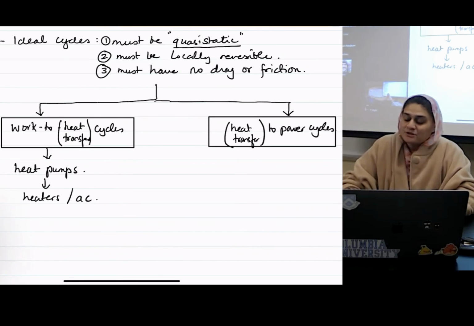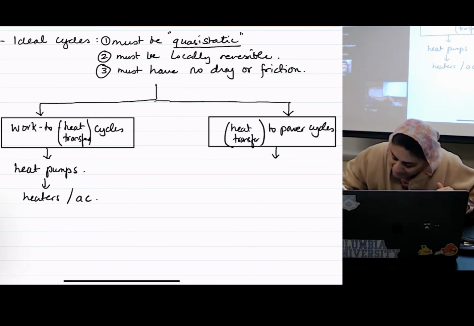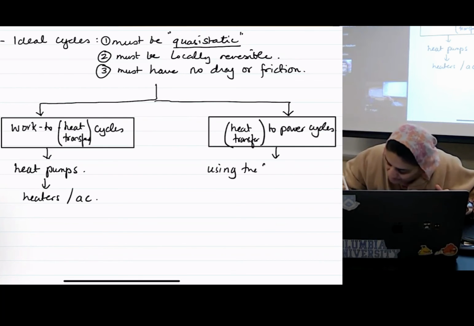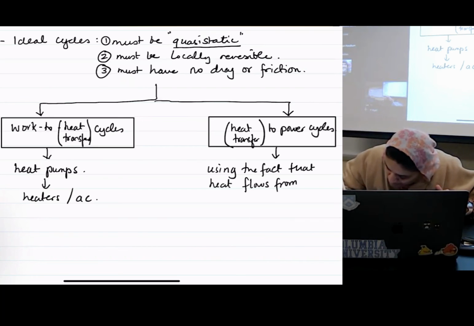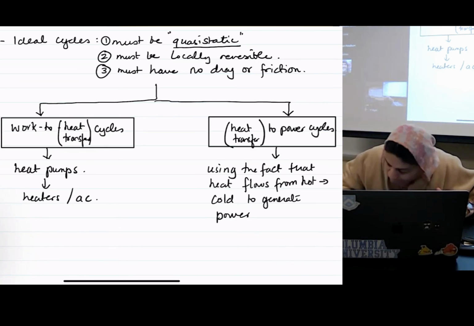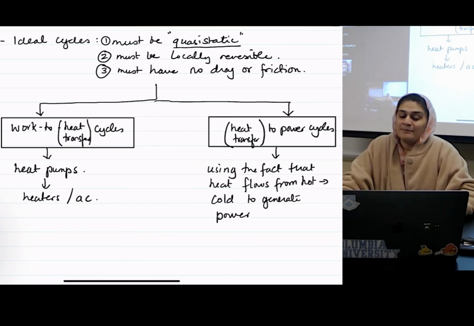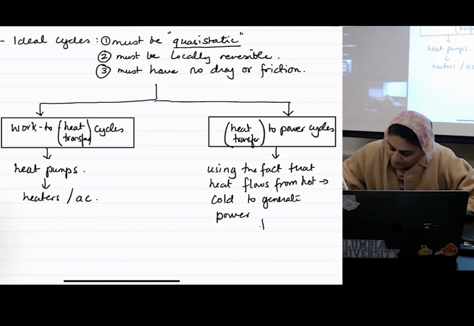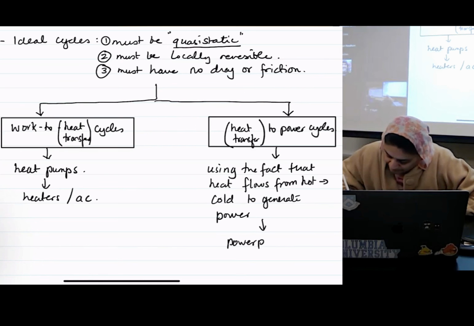Okay, number two is the heat transfer to power cycle. In this case, you are using the fact that heat flows from hot to cold to generate power, like the way it's done in power plants, and in our cars, and in our planes.